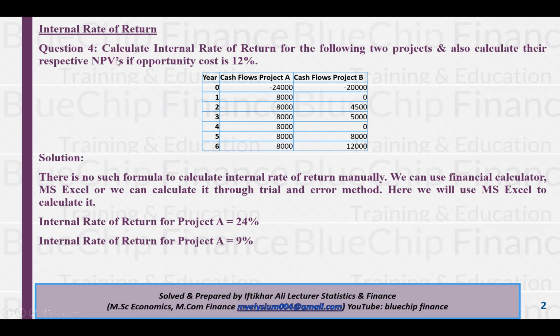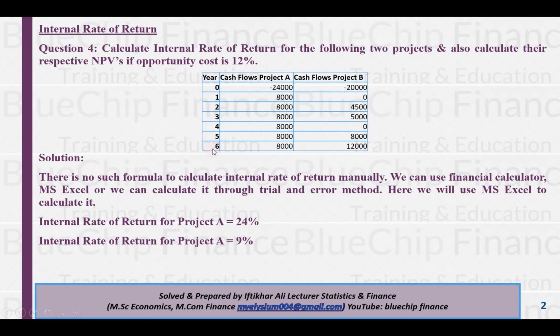Question number 4: Calculate internal rate of return for the following two projects, and also calculate their respective NPVs if opportunity cost is 12%. So there are two projects, project A and project B, and in this question we are going to calculate two things. One is internal rate of return, in which we will use MS Excel, and the second thing is that we will also calculate net present value.